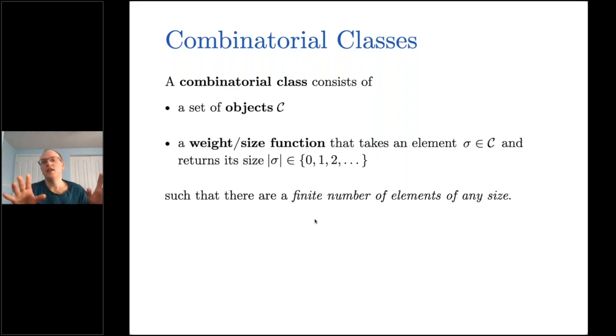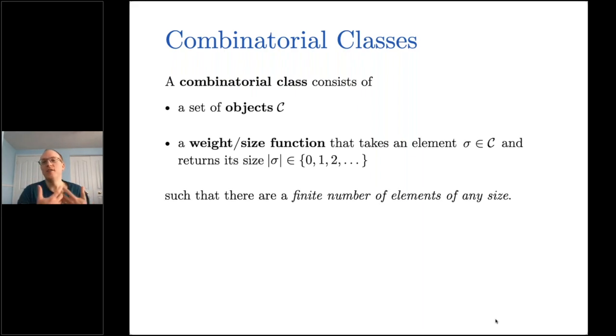That's just a set of things. Usually it's going to be infinite, though it could be finite too. And we want to count objects using sequences, so we need a way of saying how large they are or somehow distinguishing them. So we have what's called a weight or a size function, which takes an object in our class and returns its size. Usually we use the absolute value bars for the size. And this will just be a natural number: 0, 1, 2, and so on.